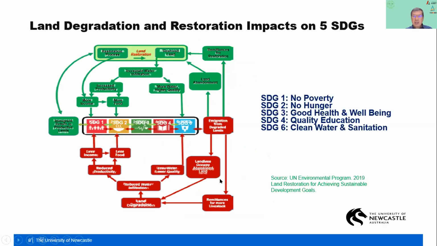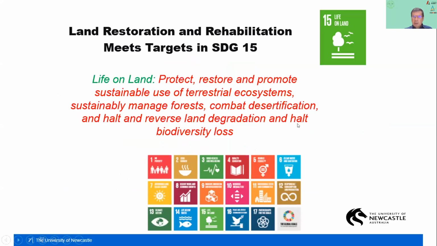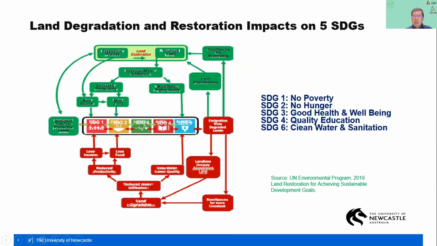And we see here, this slide is not very good, but I borrowed it from the UN report. It basically focuses on the degradation and restoration impacts on 5 specific SDGs. SDG 1 is no poverty, 2 is zero hunger, 3 is good health and well-being, 4 is quality education, and SDG 6 is clean water and sanitation.